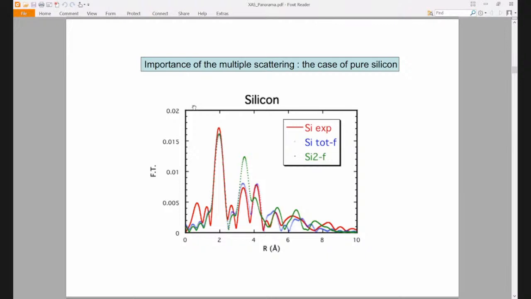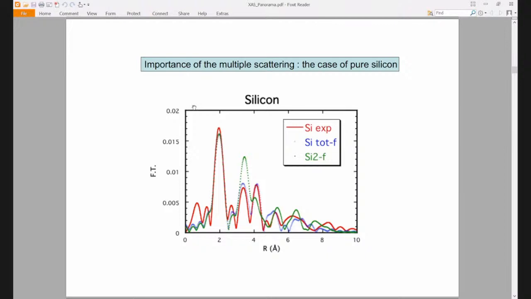If you analyze using only XAS, taking care of the back scattering by all the atoms, the first level, the second, the third, and so on, you get the green curve. Okay? And if you do multiple scattering, you get the blue curve, which compares very well. Above that it is a little bit not too bad, but at least at the beginning you see that the blue curve is a good model of the experimental. The green one is not good.